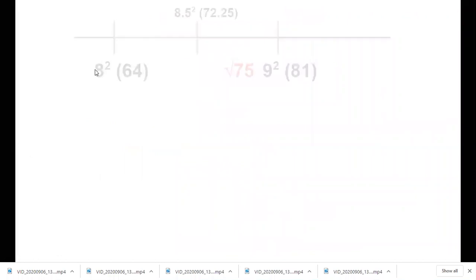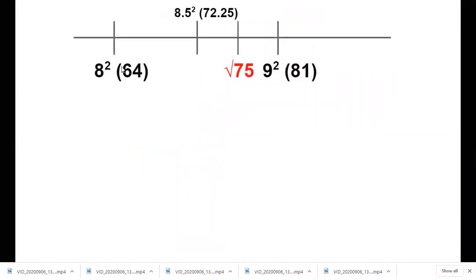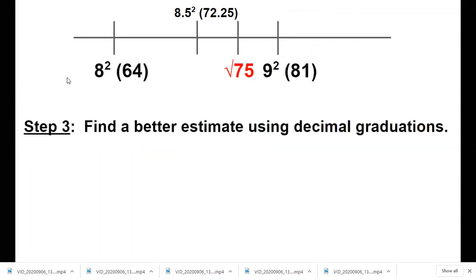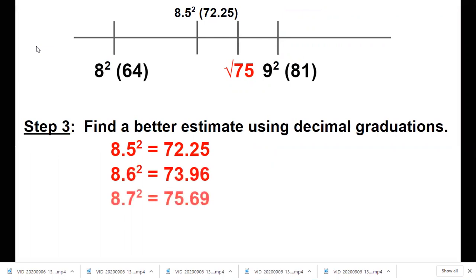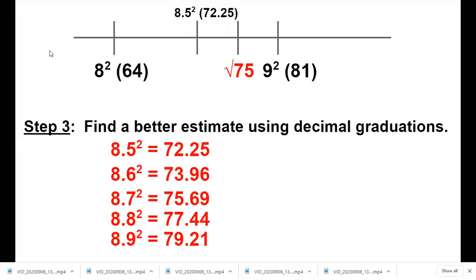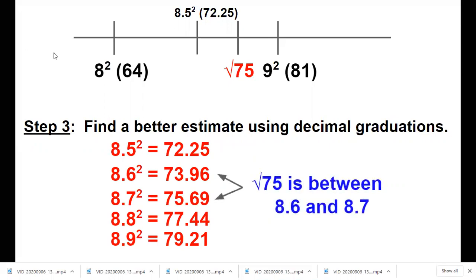So let's show that on the next slide. Find a better estimate using decimal graduation. So now we're going to start with 8.5 and square it because that's our new lower limit. And then we're going to do 8.6 squared, 8.7 squared, 8.8 squared, 8.9 squared. And we're going to decide where 75 falls. Can you see on the computer there, where does 75 fall? Exactly, right between 8.6 and 8.7. So that's our new lower and upper limit.